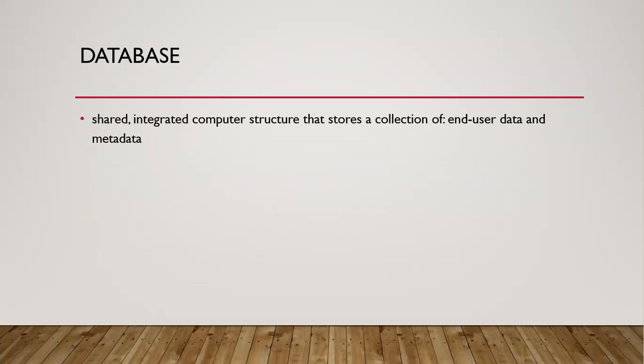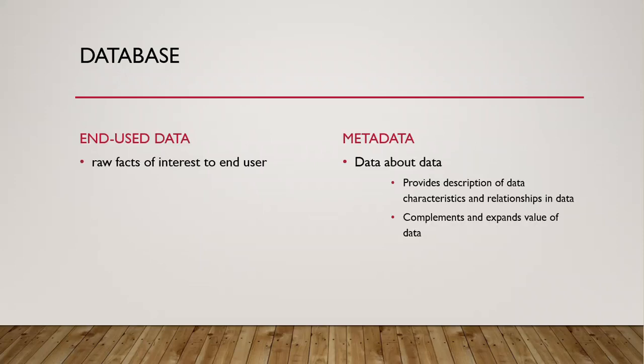Okay, what is database actually? Database can be defined as a shared integrated computer structure that stores a collection of end user data and metadata. So we can say that database consists of two types of data, end user data and metadata. What is end user data and metadata? End user data refers to raw facts of interest to end user. So the one that we see just now, yes, no, numbers. That is end user data.